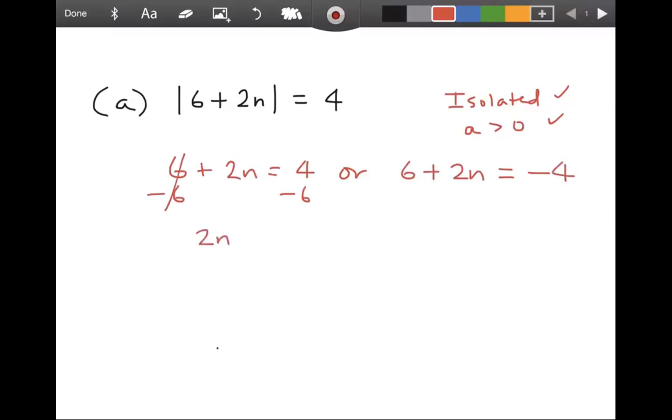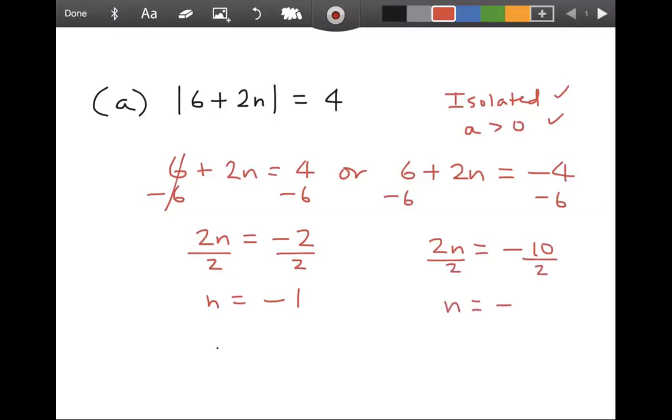I assume that you are all experts by now at solving linear equations, so I will do this part kind of fast. One solution is n equals negative 1. The other solution is: subtract 6 from both sides, get 2n equals negative 10, divide both sides by 2. The other solution is negative 5. So the two solutions of this equation are negative 1 and negative 5.